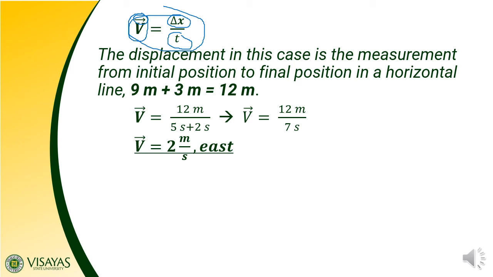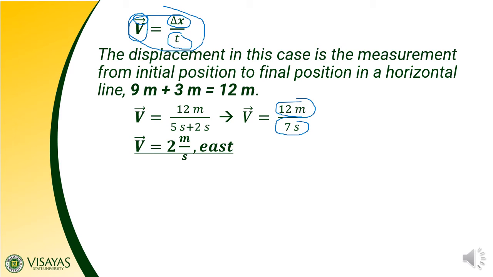The displacement in this case is the measurement from initial position to final position in a horizontal line. We will simply add the numerical values kanina. So 9 meters plus 3 meters is equal to 12 meters. Since we now have the value for displacement, we can solve for velocity. So velocity is equal to the displacement, 12 meters, over total time. We will just add 5 seconds plus 2 seconds, and we will have 12 meters divided by 7 seconds.